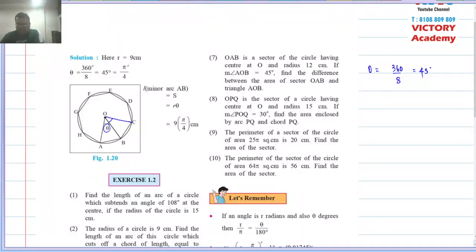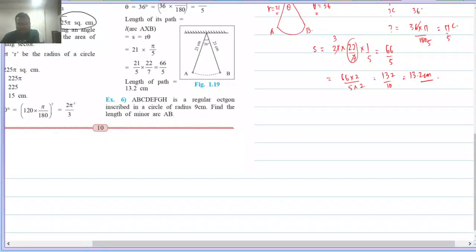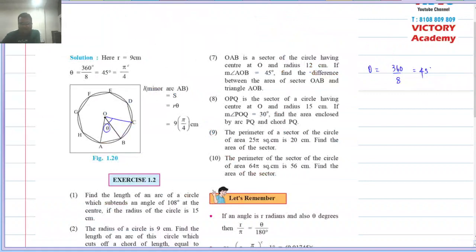What is asked? Find the length of the minor arc AB. We have to find the length of this arc AB. But I need theta in radians. Pi radians is 180 degrees. 45 degrees is how many radians? Question mark is 45 into pi upon 180. The answer is pi by 4. Okay. So this angle is theta, which is pi by 4.